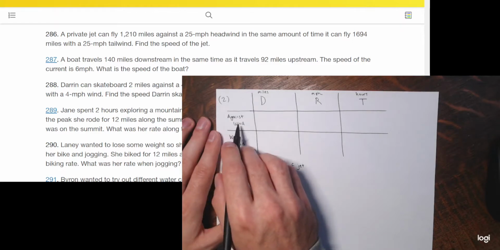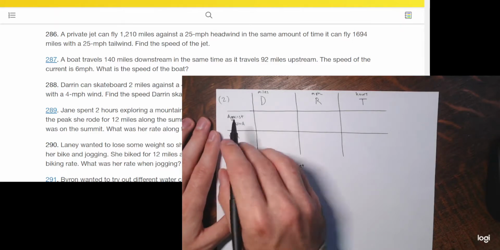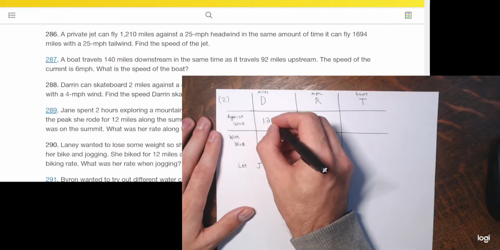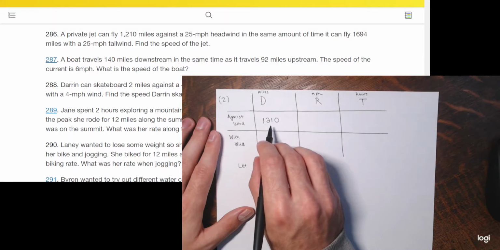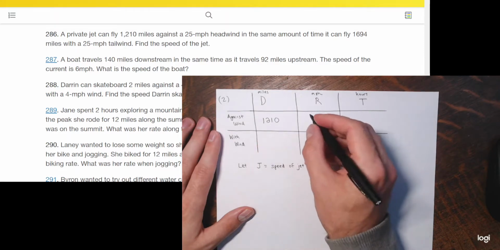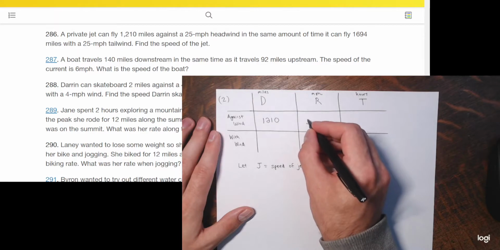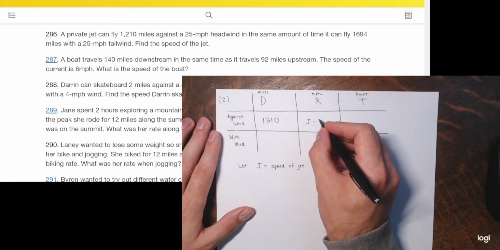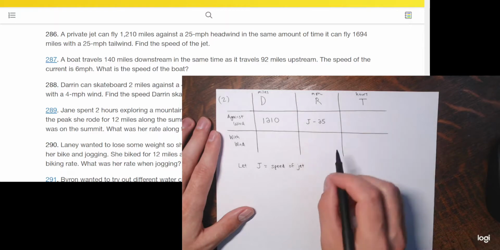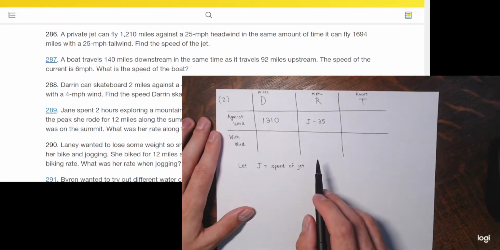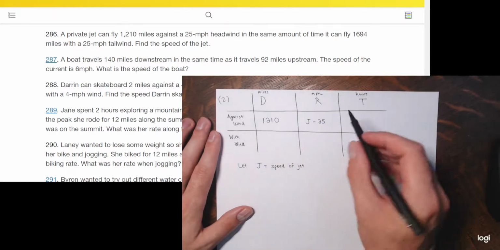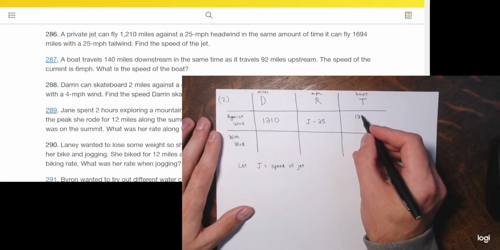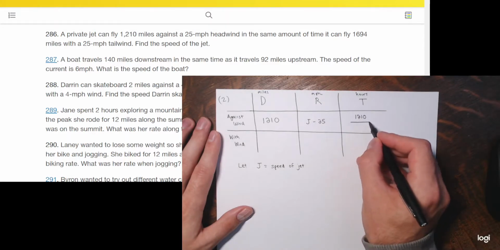So the trip against the wind, right? They said the jet can fly 1,210 miles. That's the distance traveled against a 25 mile per hour headwind. So the rate of speed would be the speed of the jet, J, but then minus 25. We're against the wind, that's 25 miles an hour, so minus 25. And then as in the previous example, the time is the distance divided by the rate. So 1,210 divided by J minus 25.